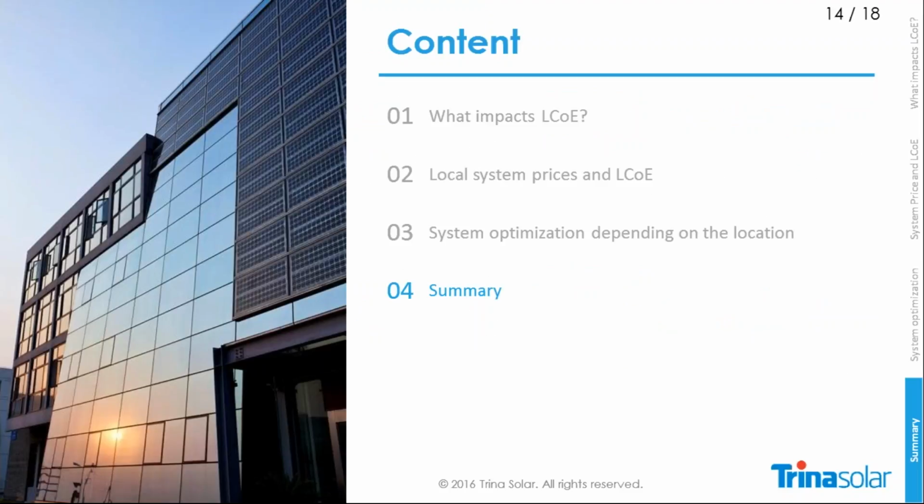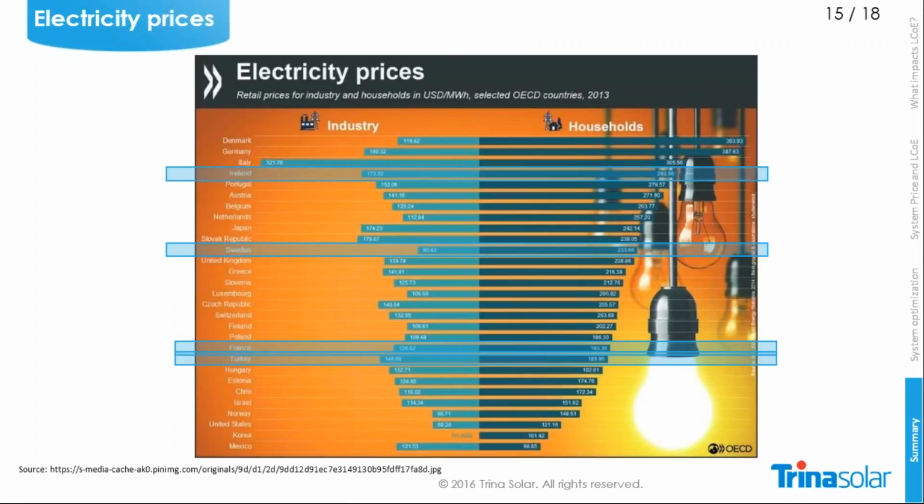Now, to give you a short summary, what does it mean? What could we achieve? If you go back to the electricity price chart, you see here in Ireland the OECD expects a price of 173. Then for Sweden it's 90 or 80. Then we have France with 126 and Turkey with 146 per megawatt hour.